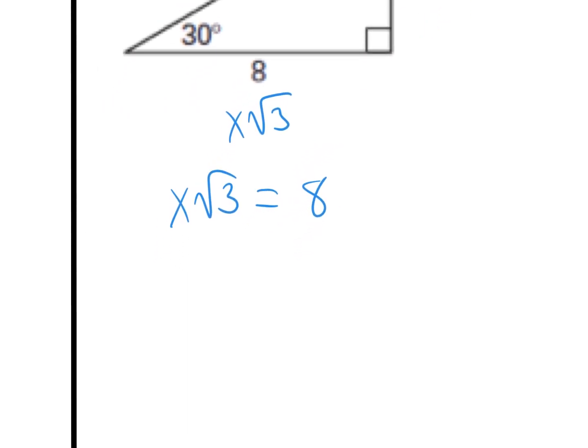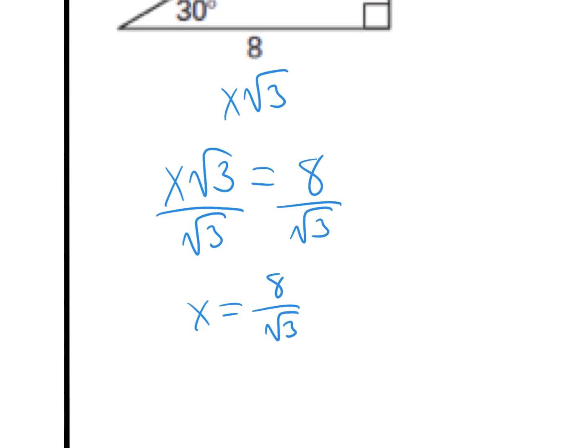How do we solve for x? Well, it's multiplied by square root of 3, so we're going to divide both sides by square root of 3. So we get x equals 8 over square root of 3. Now, what's wrong with this? Well, we do not like radicals in the denominator. We need to rationalize it.